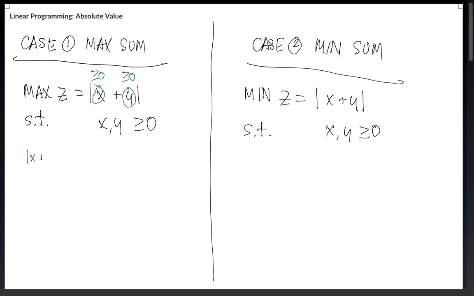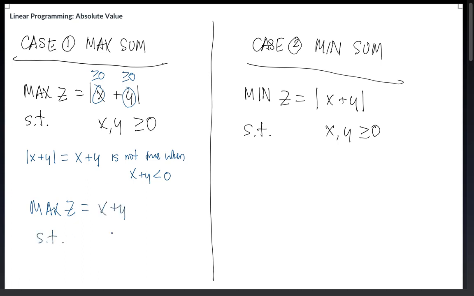And so we can say that the absolute value of x plus y is the same as just x plus y. But why? If you think I planned that in advance, then I didn't, but I am happy that it happened. Remember that this is only not true when x plus y is less than 0. So what do we have to do to linearize this? We just lift the absolute value bars. Max z is equal to x plus y subject to x and y greater than or equal to 0.